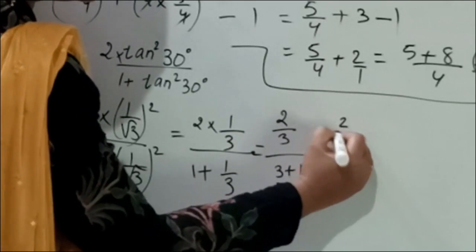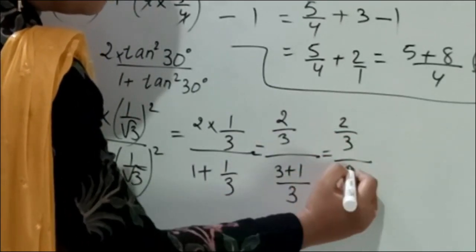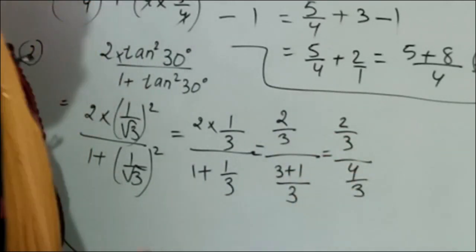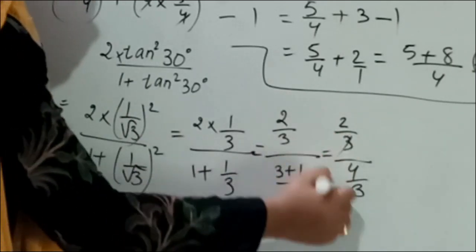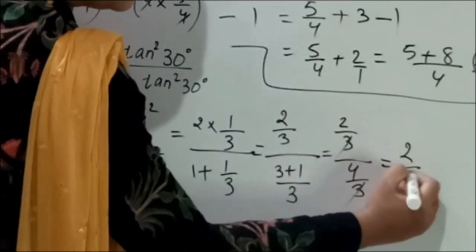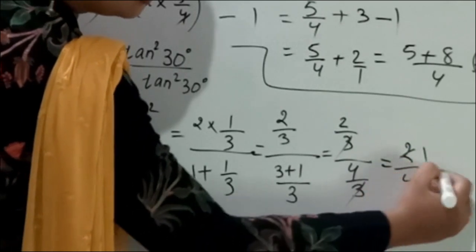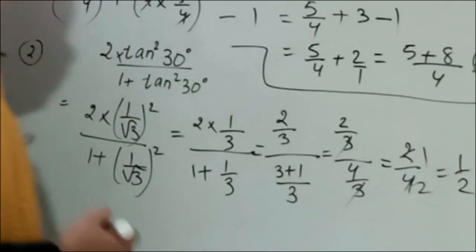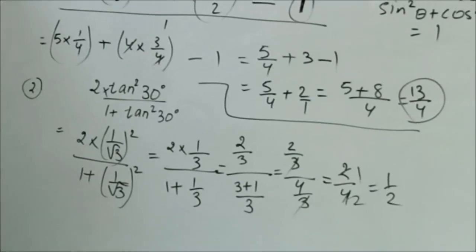So how much? 2 by 3. Here 4 by 3. Okay, 3 cancel. 2 by 4, 2 1s are 2, 2 2s are 4. Answer is 1 by 2. Clear? Answer is 1 by 2.